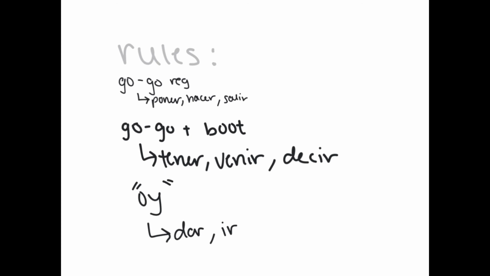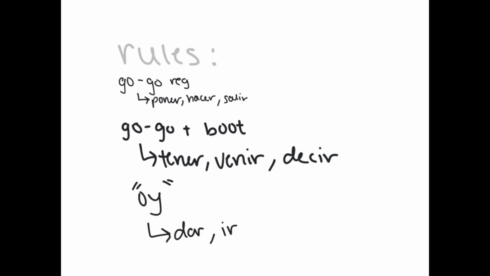But then for go-go and boot verbs, there are tener, which is to have, venir, which is to come, and decir, which is to say or speak. And so in these cases, the yo form does change to a go verb, such as tengo, but then the rest of the boot, for tú, él, ella, usted, and ellos, ellas, ustedes, changes to that boot verb. So for tener, it would be tengo, then it changes to tienes, so the e to an ie, tiene for the él, ella, usted form, and tienen for the ellos, ellas, ustedes form.